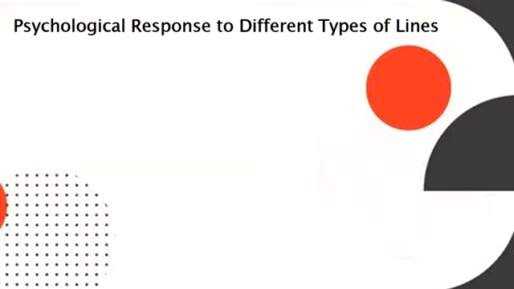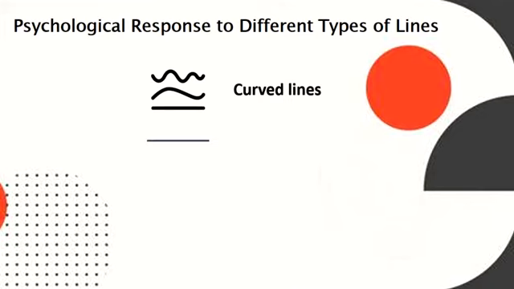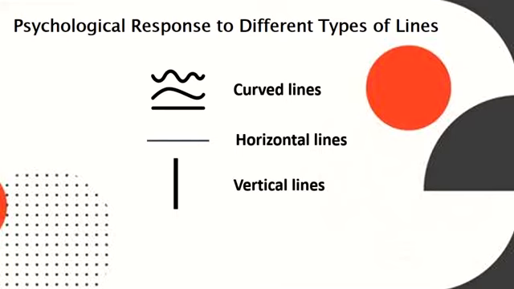We have a psychological response to different types of lines. First one is curved lines, which suggest comfort and ease. We also have horizontal lines, which suggest distance and calm. We also have vertical lines that suggest height and strength. And we also have jagged lines that suggest turmoil and anxiety.